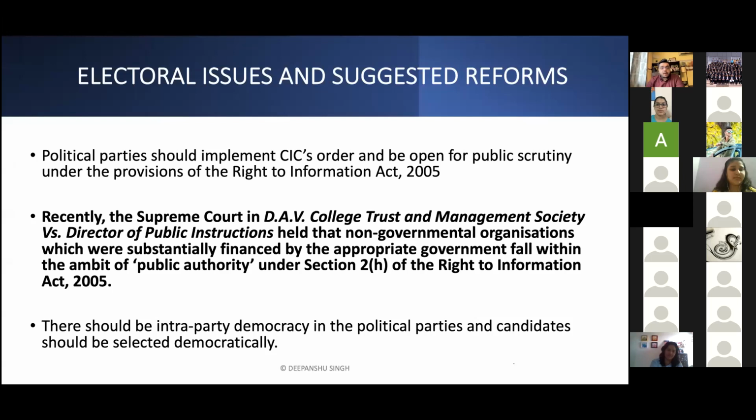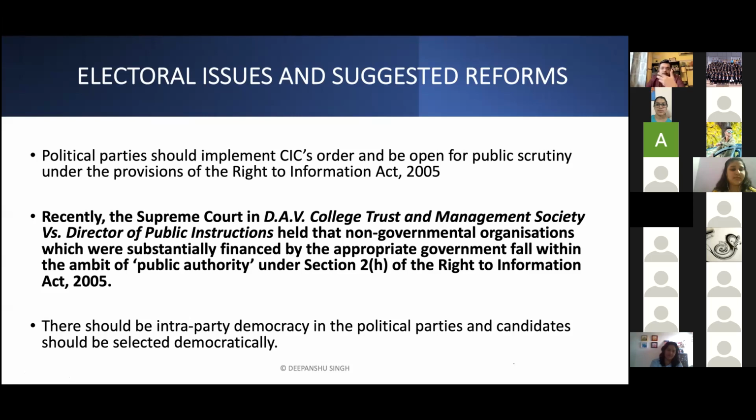So one of the other issues that affects the political system in India is the Right to Information Act, and whether political parties come under the ambit of the RTI Act or not. There was a very landmark judgment of the Supreme Court, and then again there was a case regarding the Chief Information Commissioner, regarding the DAV College Trust and Management Society. Political parties in India are not considered public authorities. That is why they are not bound to give information if you file an RTI.